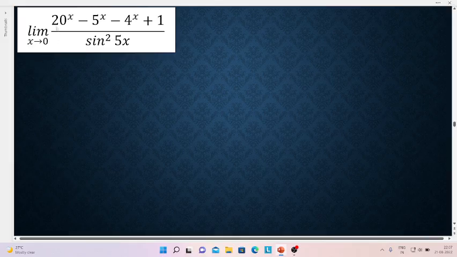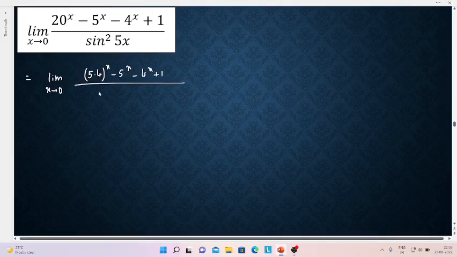So basically here you can see that the first term is 20 to the power x minus, right? So we can break this 20 as 5 times 4, right? So now we can write this as limit x tends to 0 of 5 times 4 to the power x minus 5 to the power x minus 4 to the power x plus 1 over sine square 5x, right?